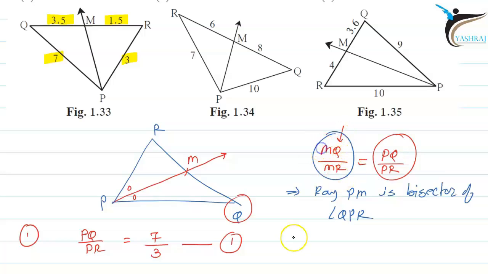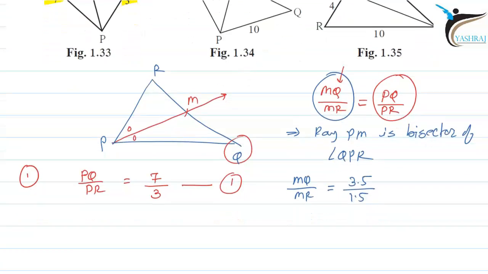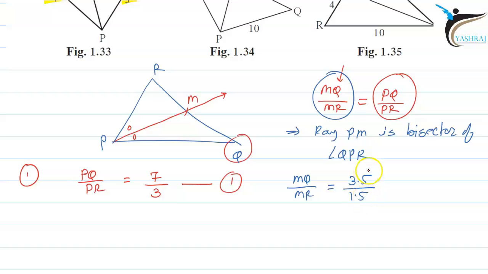Look at the second ratio, MQ divided by MR. As per the given figure MQ is 3.5 and MR is 1.5. To cancel out the decimals, since there is one decimal place in both numerator and denominator, multiply numerator and denominator by 10. 3.5 into 10 is 35 and 1.5 into 10 is 15. Now as everyone knows, 5 sevens are 35 and 5 threes are 15, so we get 7 by 3. I call it equation number 2.